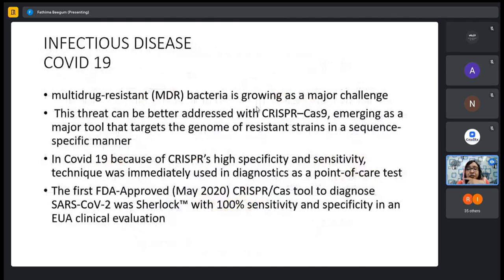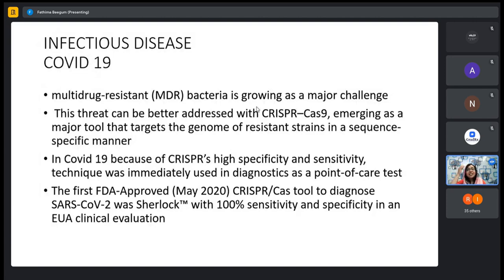In infectious disease, one of the important problems today is that, as a result of continuous use of antibiotics, multiple drug resistance has emerged. Microbial resistance has also developed in bacteria. So it is a very important and growing challenge. This threat can be addressed by CRISPR-Cas9, that is, by targeting the genome of resistant strains of bacteria in a specific manner, we can avoid multi-drug resistant bacteria. And next is COVID-19.